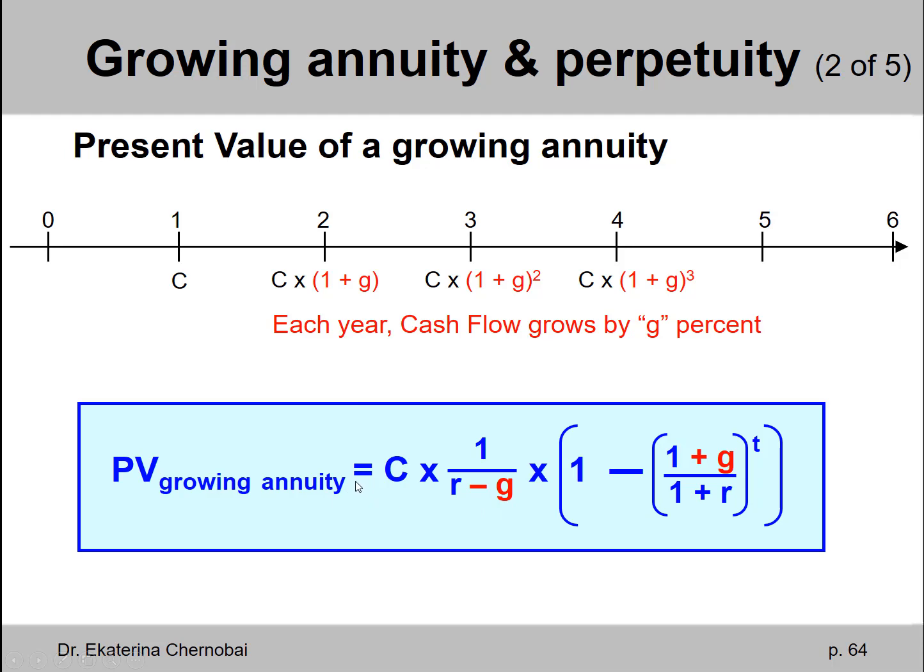So you would do the annuity cash flow, C, multiplied by the fraction with 1 on top and on the bottom, R minus G. Then you multiply by (1 minus, the term raised to the power T has on top 1 plus G and on the bottom 1 plus R). And you close the parenthesis.